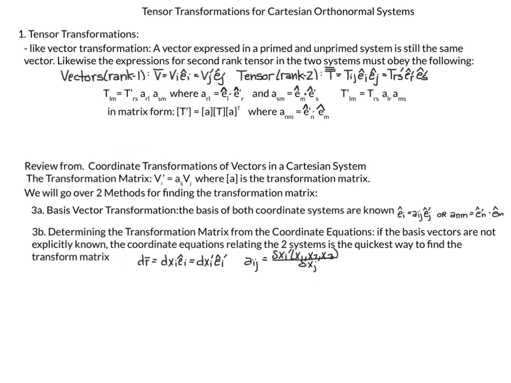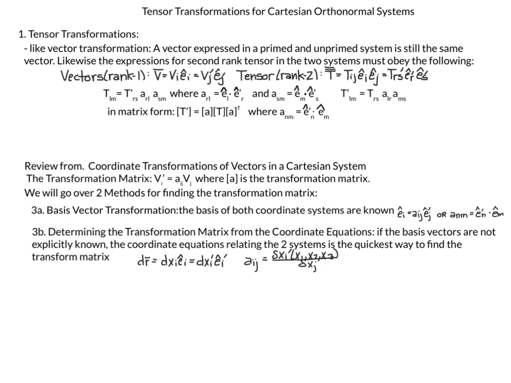So remember, vectors are tensors of rank 1. We have our vector, and we can write it in terms of our unprimed bases, so coordinates in our unprimed bases, and that should equal coordinates with our primed bases. And like vector transformation, a vector expressed in a primed and unprimed system is still the same vector. That was the big idea of a tensor.